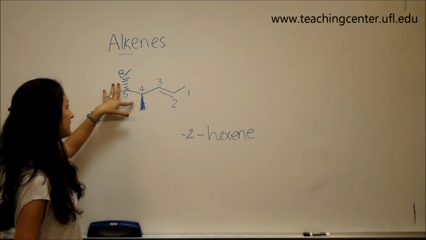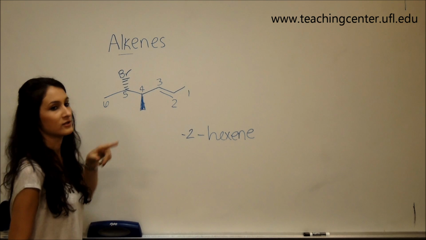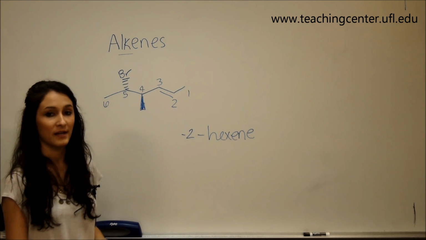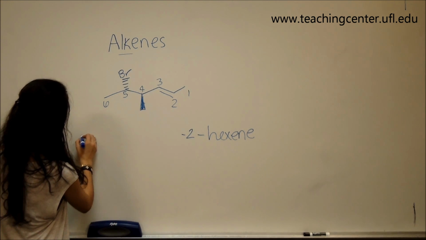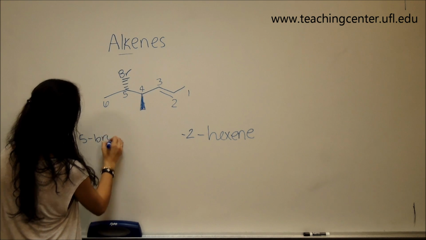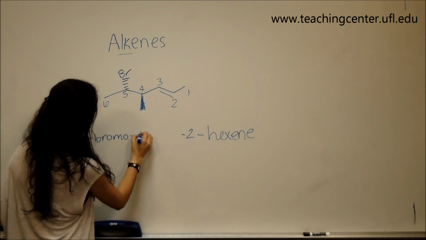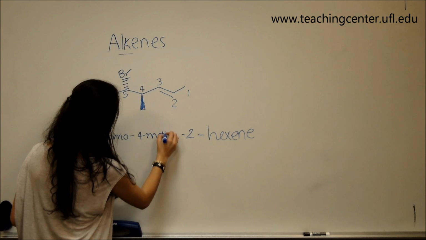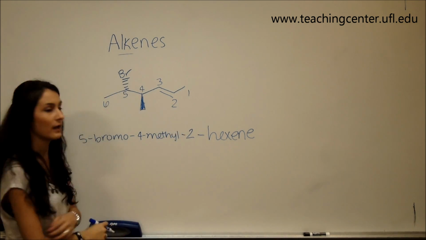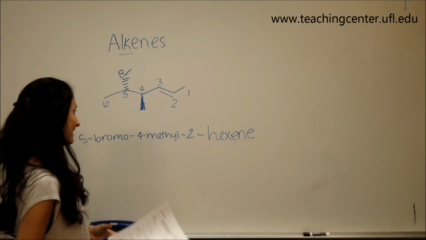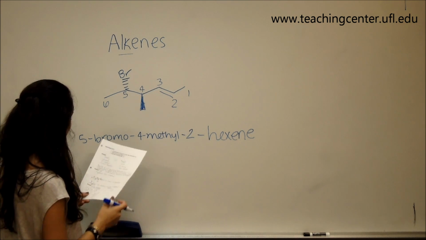So now you have your 2 substituents to deal with, bromo and methyl. So you're going to put bromo first because it's in alphabetical order. So you would write 5-bromo, 4-methyl. Okay, and are we done? We're not done because we have to name a few more things.